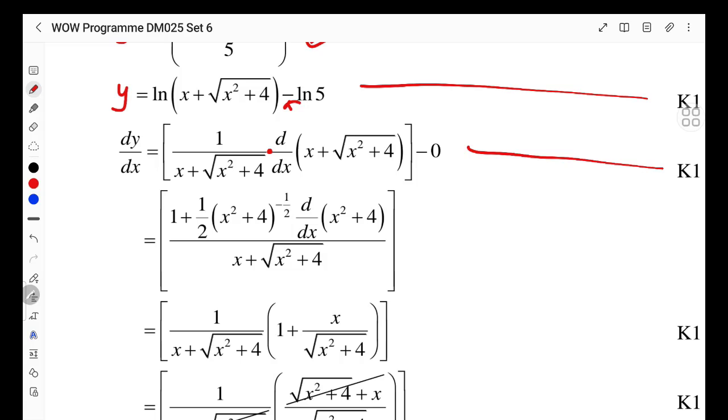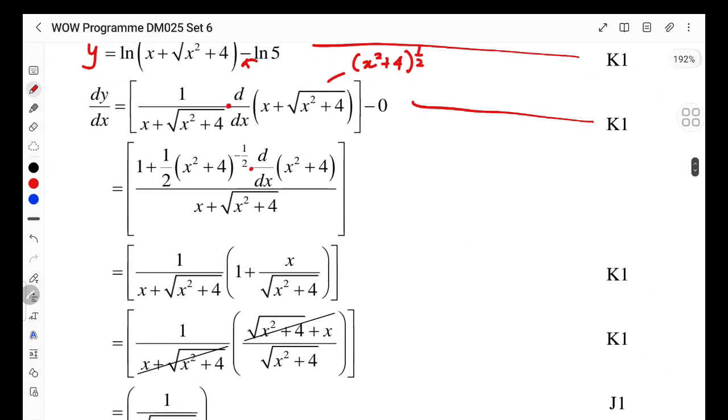So here you differentiate x, you get 1. Okay, you differentiate, this is actually, you can change into index form, x squared plus 4 power of 1 over 2, bring 1 over 2 to the front, copy back your function, x squared plus 4 power of negative 1 over 2, because 1 over 2 minus 1, you get negative 1 over 2, and then you need to multiply again with the function inside the bracket here. So d dx of x squared plus 4.